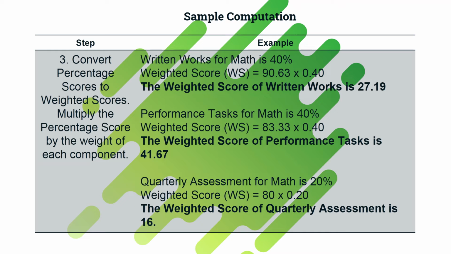In the third step, convert percentage scores to weighted scores. Multiply the percentage score by the weight of each component. The weighted score of written works is 27.19. The weighted score of performance tasks is 41.67. The weighted score of quarterly assessment is 16.